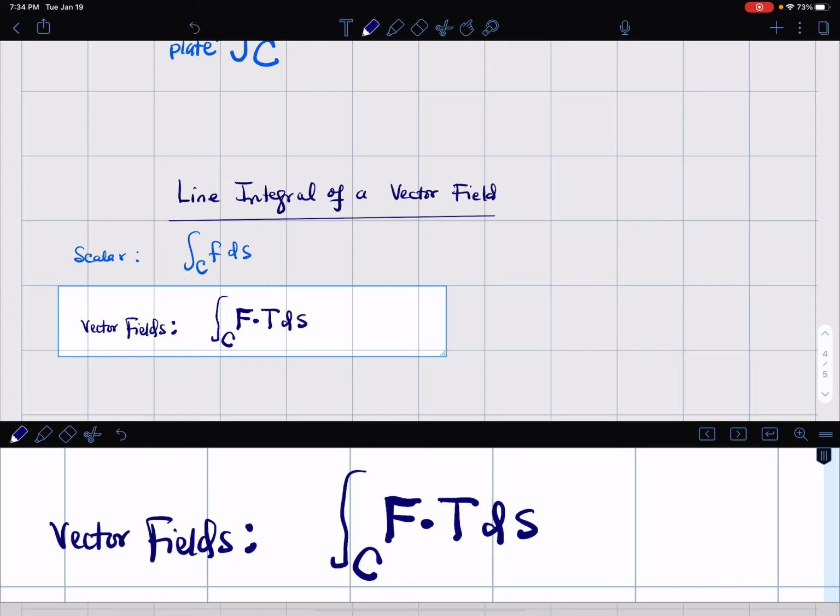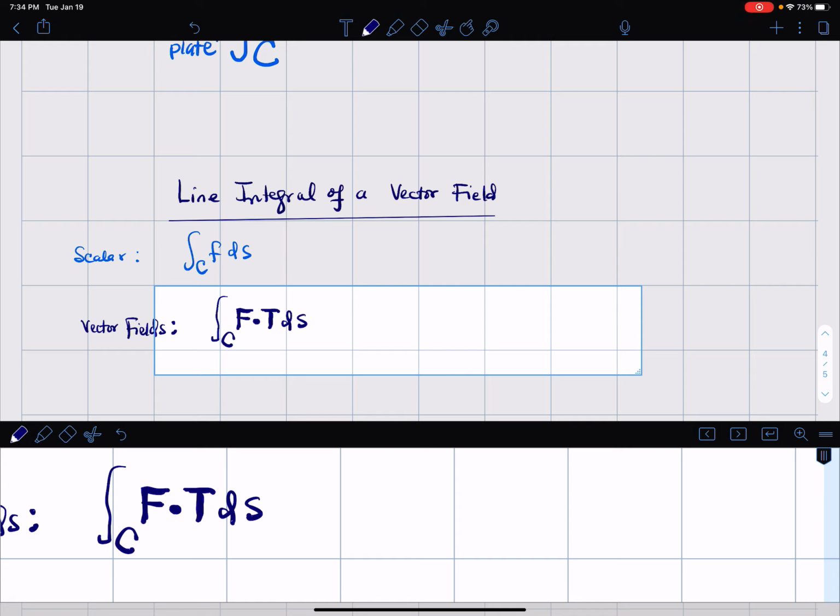So you have the vector field. You're now finding its dot product with the tangent vector. How do you compute this? You want to go from A to B of f. Remember how to compute the tangent vector.